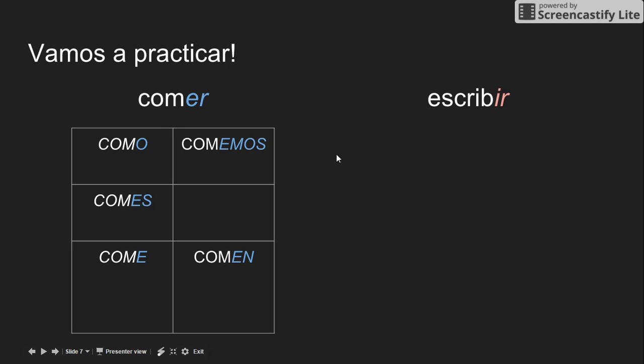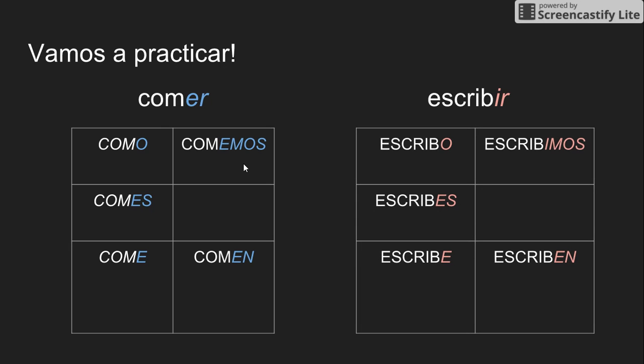If it doesn't, don't be too hard on yourself. You're still just learning this. You are learning a new language after all, which is exciting but challenging. Now, using this chart, see if you can make another one for escribir, which means to write. Remember that the only difference really is the nosotros part. And your answer should look like this. Yo escribo, tú escribes, él o ella escribe, nosotros escribimos, y ellos escriben.